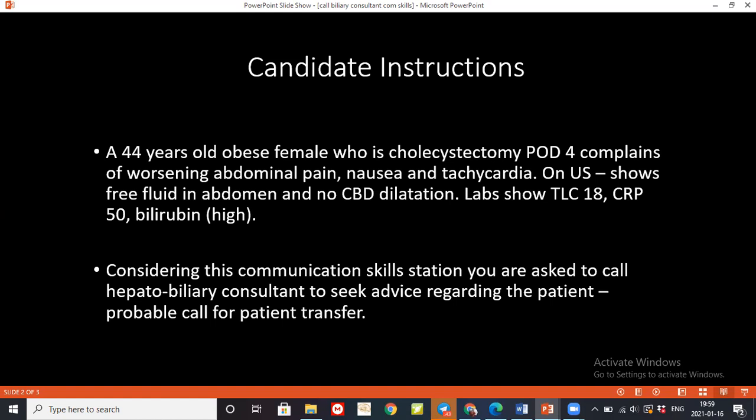Does the patient have a drain in it? Drain in situ? Does the patient have any drain? It's a post-op patient, so is there any drain inserted or already in situ?